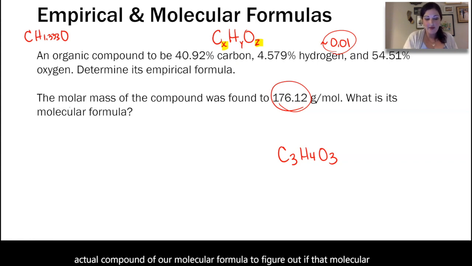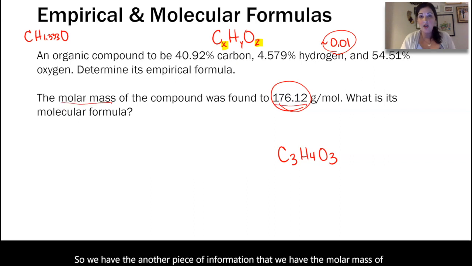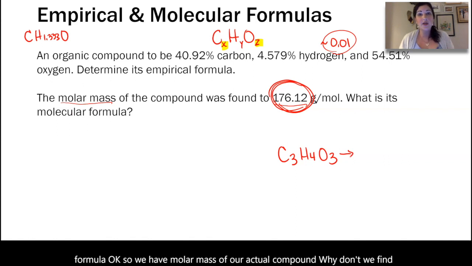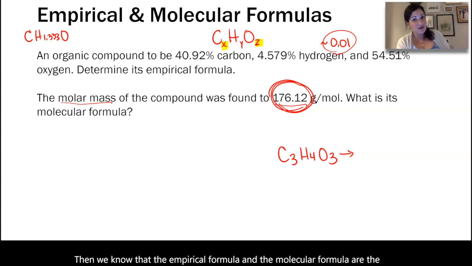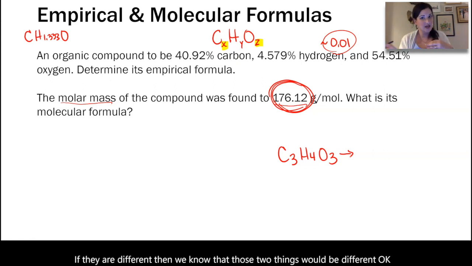Okay, so we have another piece of information. The molar mass of our compound was found to be 176.12 grams per mole. What is its molecular formula? So we have our molar mass of our actual compound. Why don't we find the molar mass of the empirical formula that we found? If those two numbers are the same, then we know that the empirical formula and the molecular formula are the same. If they're different, then we know that those two things would be different. So let's just start with saying, are they the same or are they different?